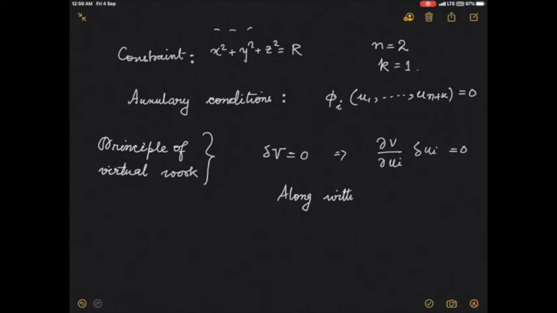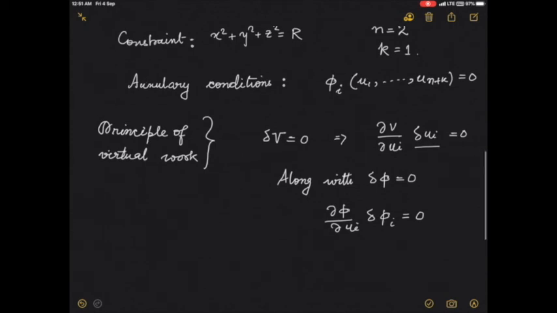So I also need to include the constraints. And you see that we said that if I am not dealing with generalized coordinates, I have to say that my virtual displacement respected the constraints, which essentially means that delta phi is 0. So because of the virtual displacements, I should not be able to see any change in phi. And what does that give us? That gives us del phi del ui delta ui equals 0, right?